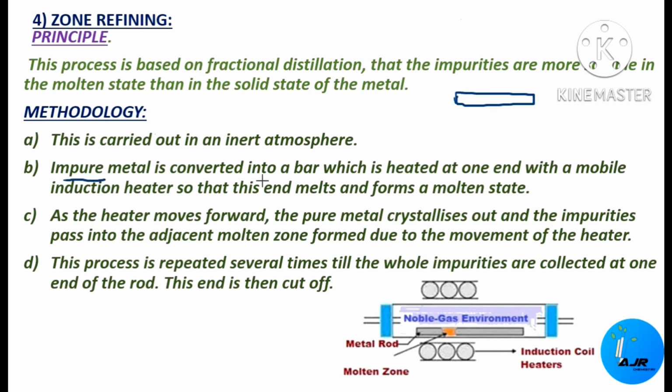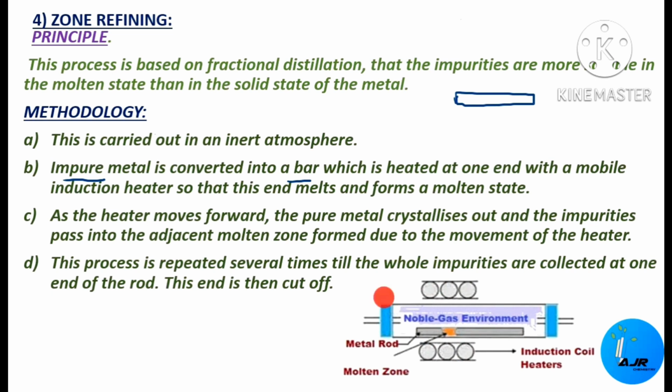The impure metal is converted into a bar which is heated at one end with a mobile induction heater, or a circular heater. See, this is the mobile heater, and this is the impure metal. This impure metal is made into a bar, and now using this mobile induction heater we are heating this impure bar.